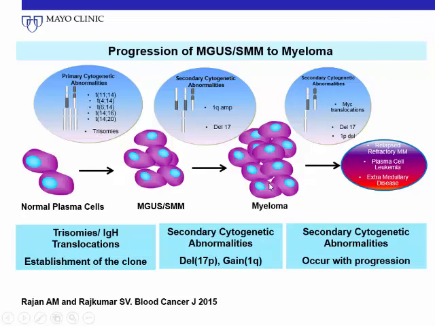Then the MGUS to myeloma transition is a second random event, and the most likely culprits are MYC translocations in about half of them, and RAS mutations in about half of them. At the same time, there's induction of angiogenesis, there are secondary cytogenetic events that happen, and then you get myeloma progression.